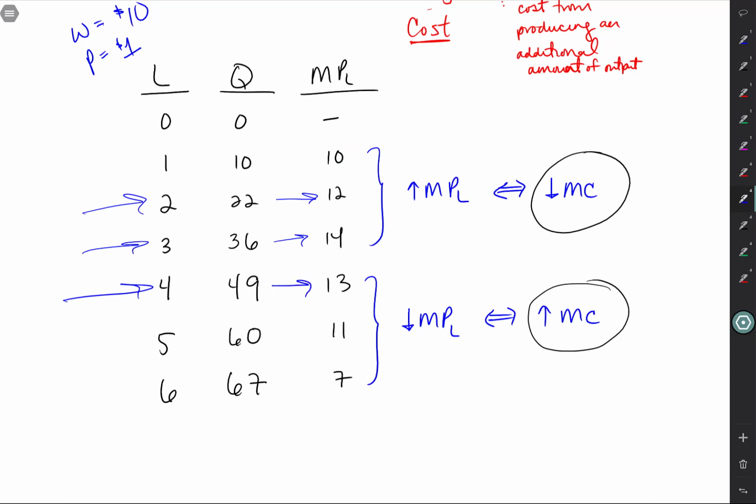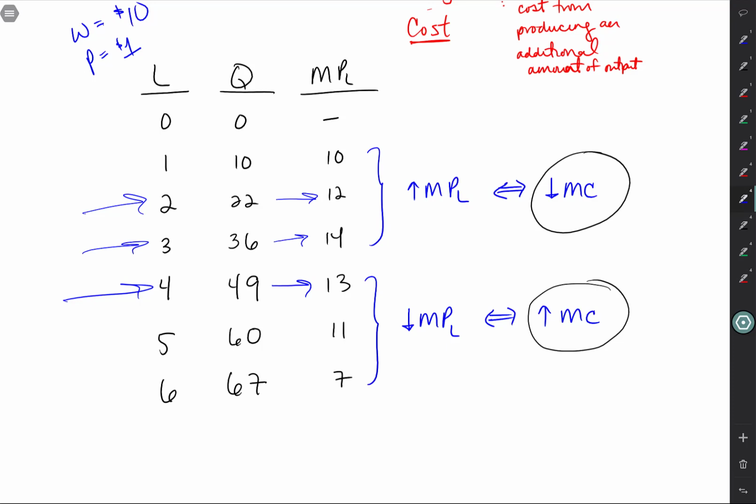This 4th hour is also worth it. It costs you $10, but it's bringing in $13 worth of value. It's called value marginal product. Okay, it's bringing in $13 worth of value. It makes 13 units. You sell it at $1 a pop. It's bringing in $13 worth of value. So employ the 4th hour? Absolutely. What about the 5th hour?